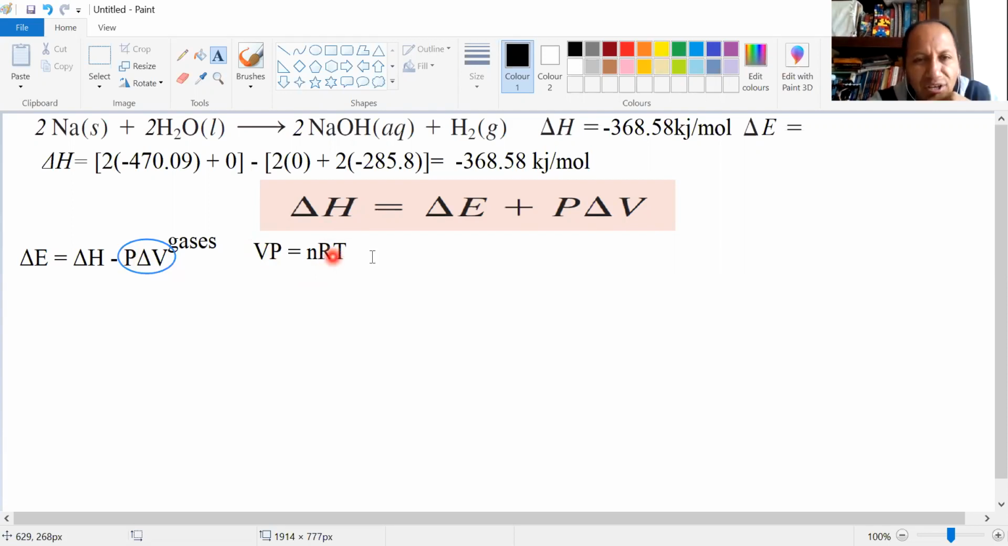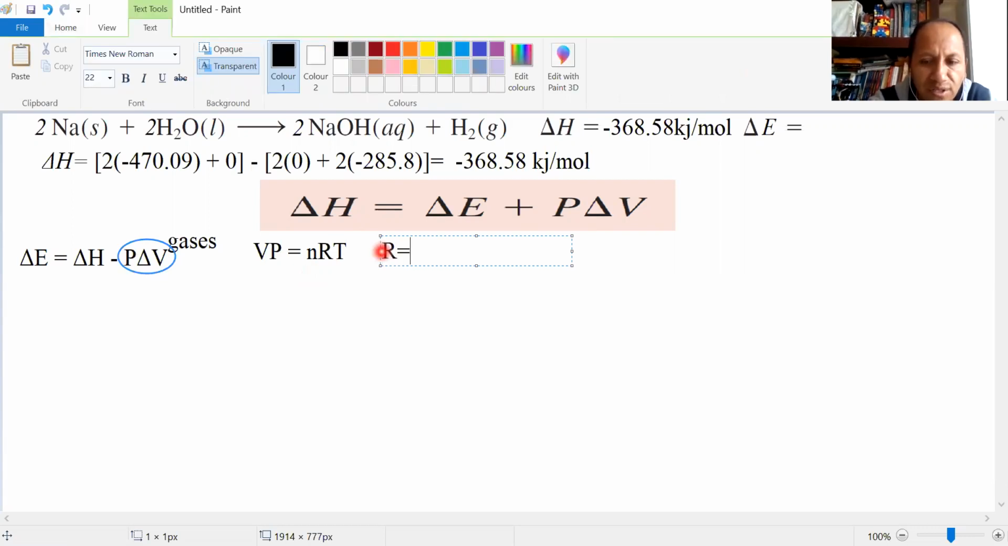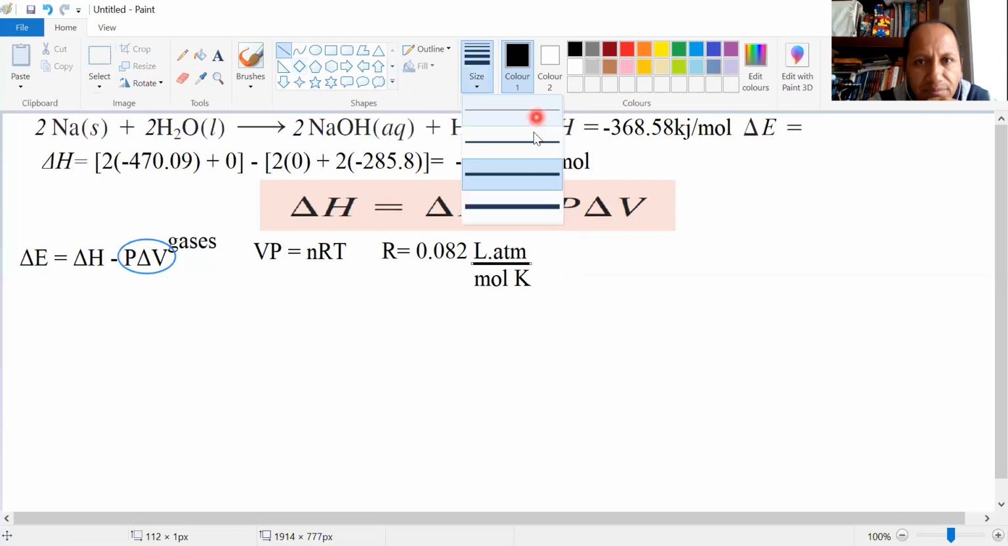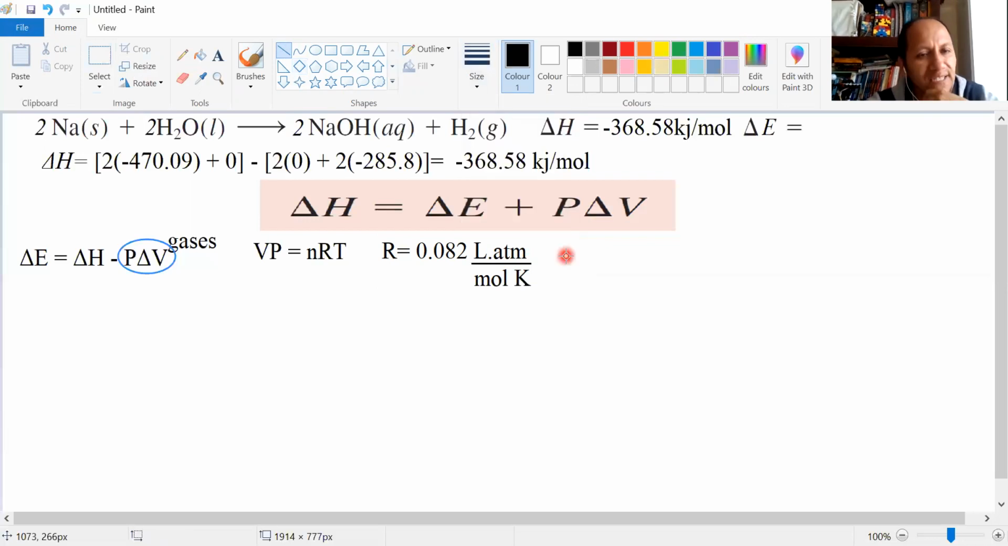I need you to remember that for the gas laws we studied, R is equal to 0.082. It was liters times atmosphere, all over mole times Kelvin, if you remember that. We're making it into a fraction. Then I'm going to pass it to conversion factors, because in this case that constant must be in terms of joules. So let's pass it to joules.